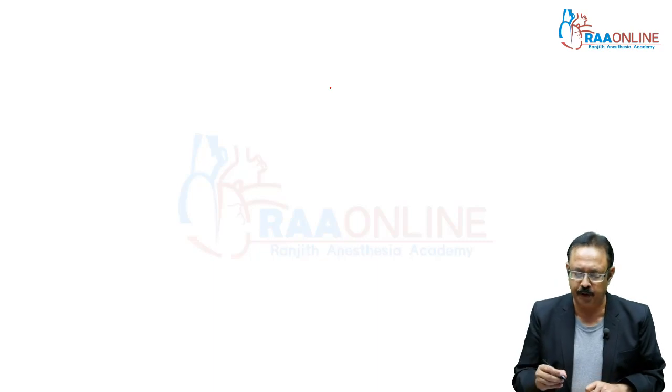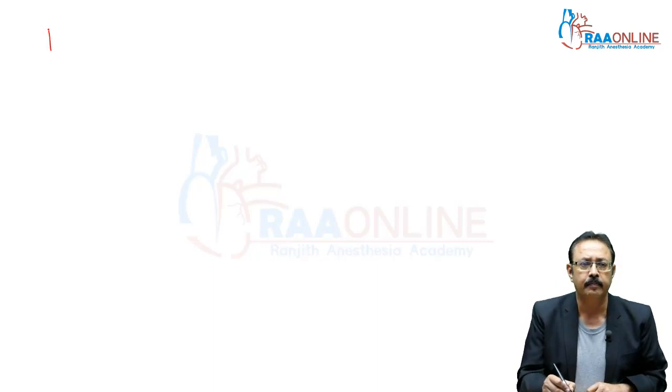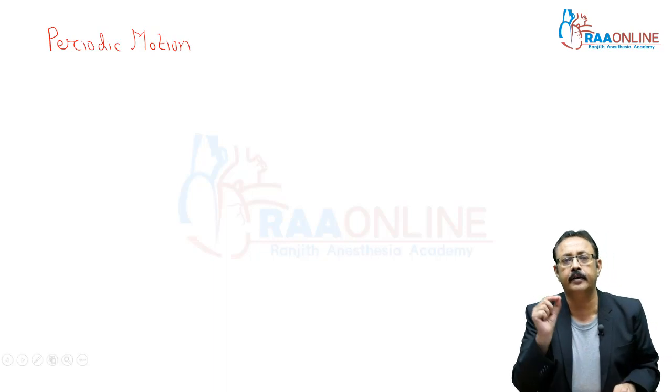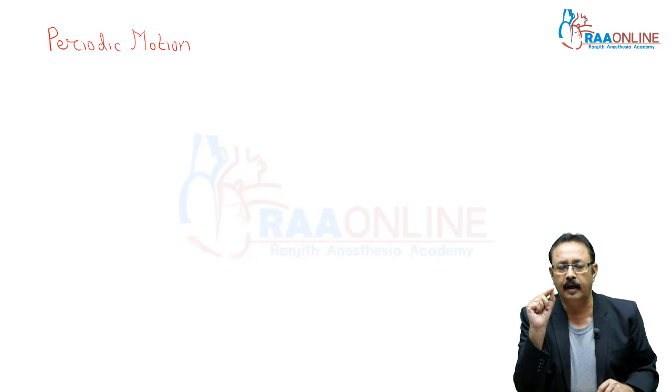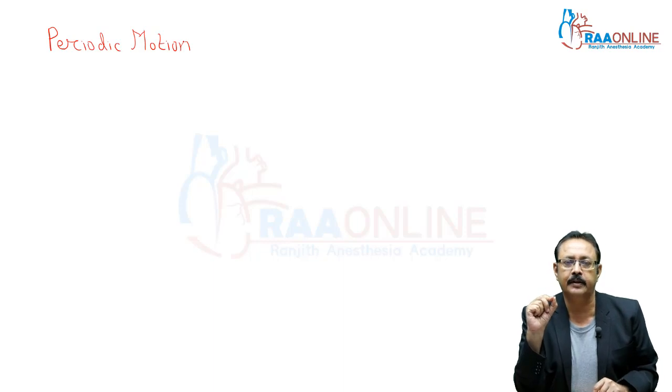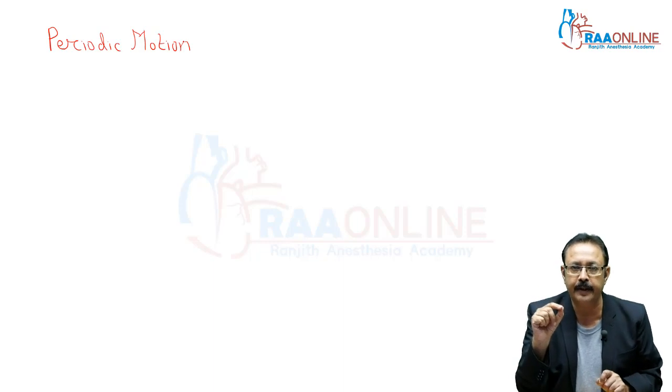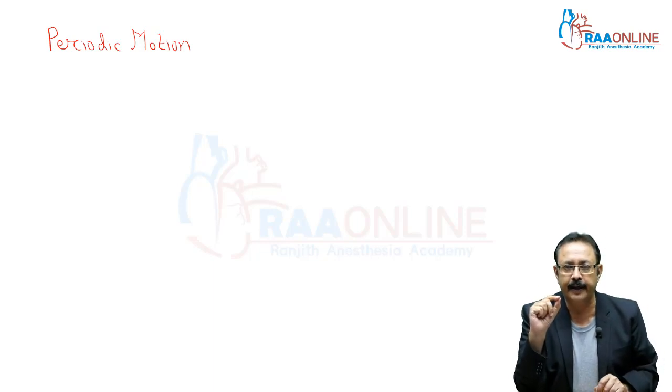What is periodic motion? Periodic motion means a motion which is repeating itself after a regular time interval. See, Earth is at what place at this instant? After 365 days and 6 hours, again it will be at the same place. Again it will start motion in the same direction.